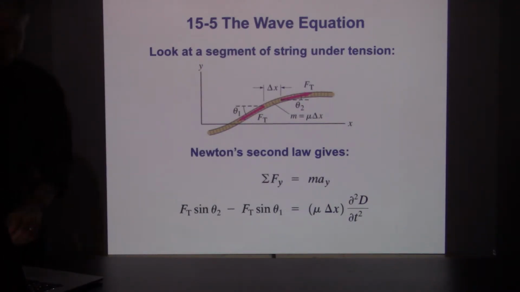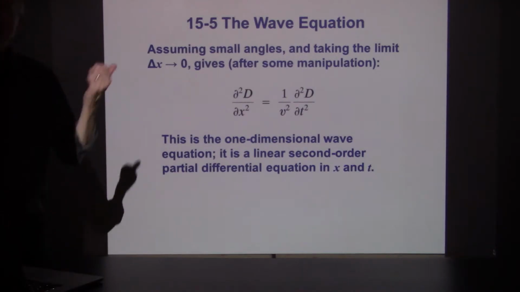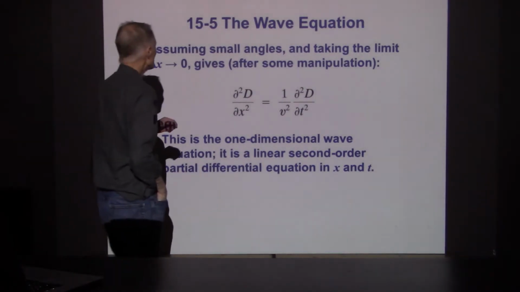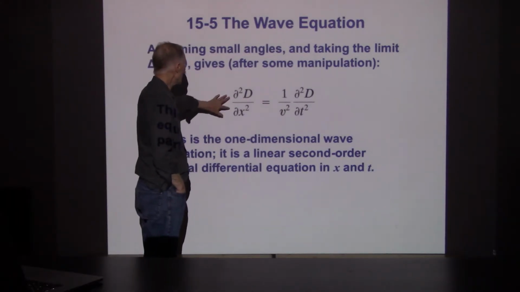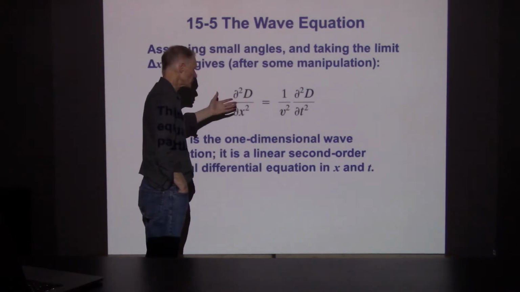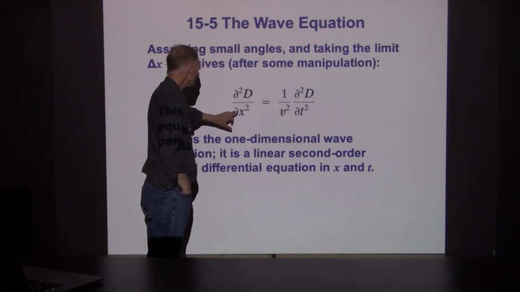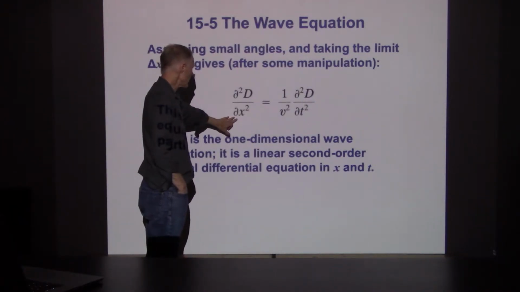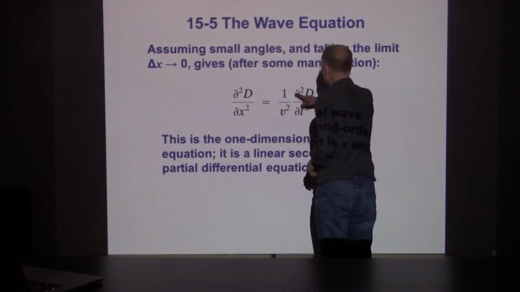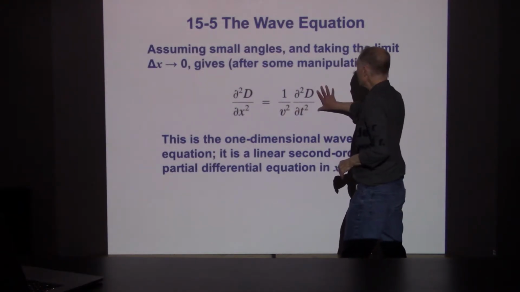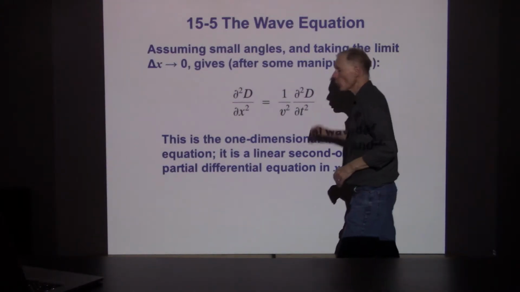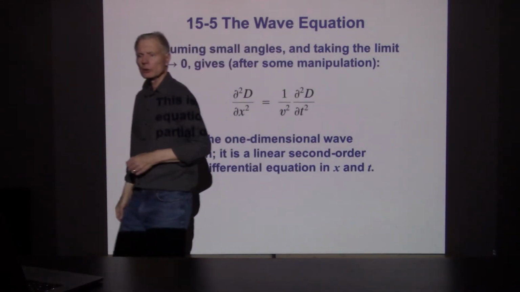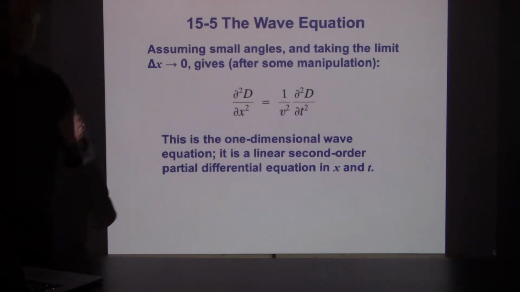In any case, what this leads to is what we call the wave equation, and no, you don't have to derive this. So what it says is that if I take two x derivatives of the function, then that needs to equal 1 over v squared times the second partial derivative with respect to time. So these are what are called partial differential equations, and they're scattered throughout physics.